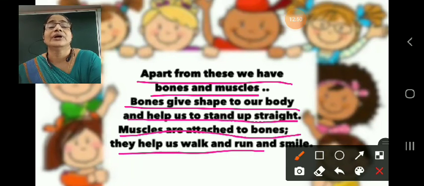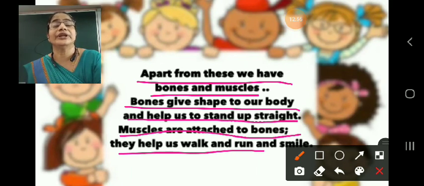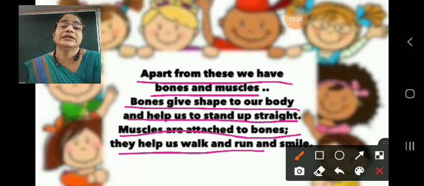Now these are the contents of the first chapter, Our Wonderful Body. Learn at least 5 or 6 parts of internal or external body parts. Learn the internal and external body parts and read this chapter 2-3 times, then only you will understand.